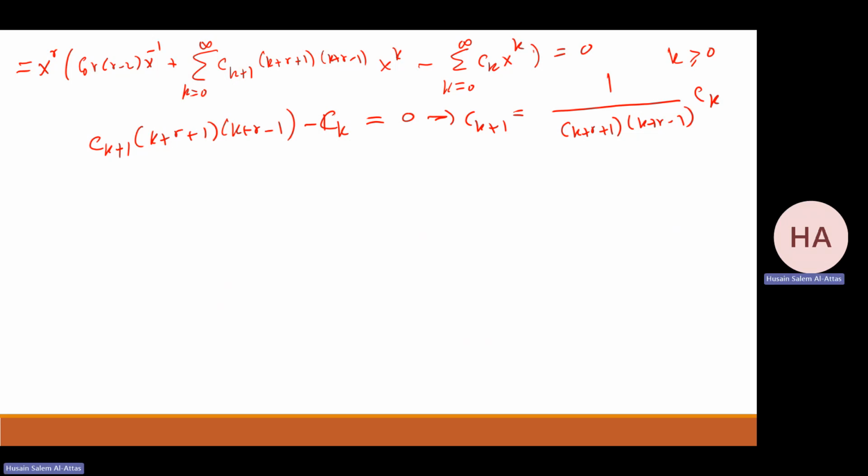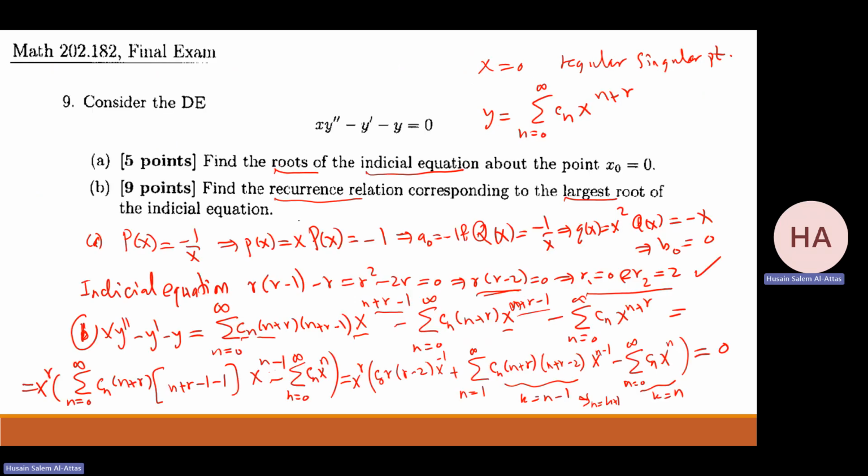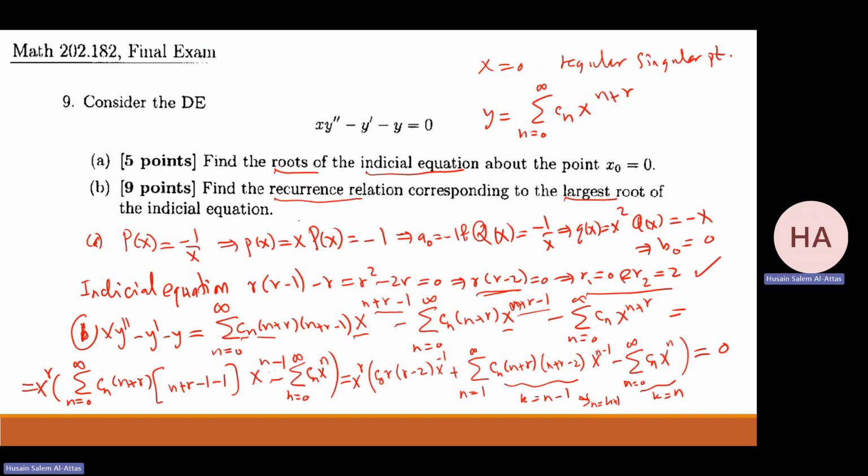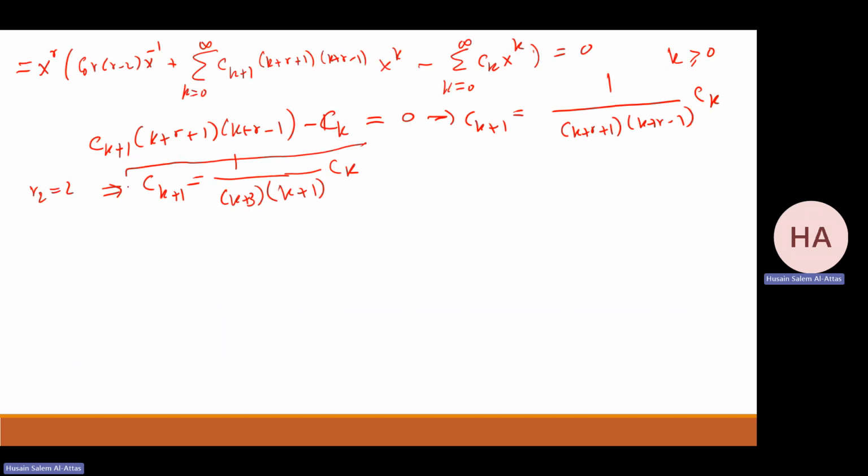Now r, the largest one, was what? 2. Yeah, so r equals 2. So I have the relation c_{k+1} will be 1 over (k+3)(2 minus 1) times (k+1) c_k. Now, he wants to find the recurrence relation. Oh, I got the recurrence relation. So that will be the recurrence relation.